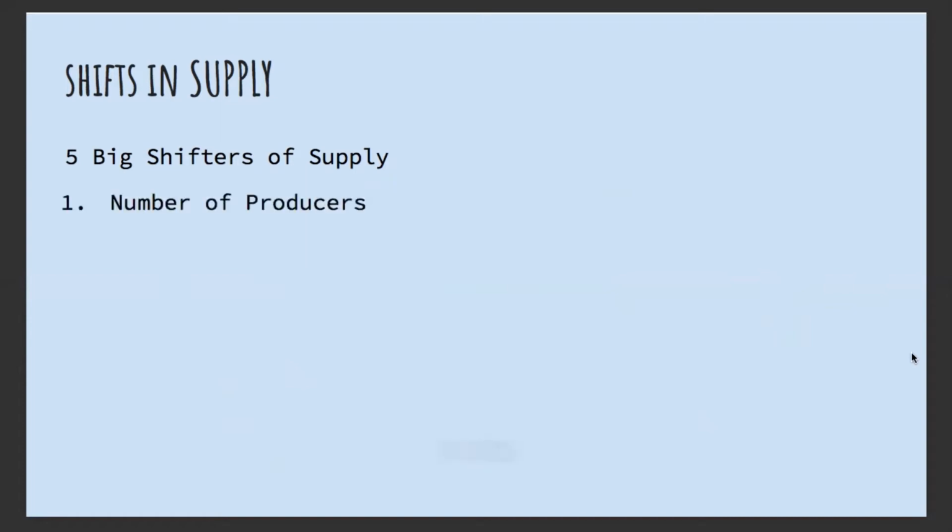The first one is the number of producers. Indeed, if the number of producers or suppliers increases, the supply will shift to the right because for every price there are more quantity produced.